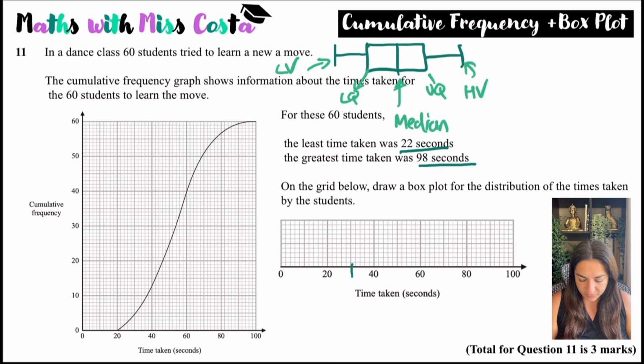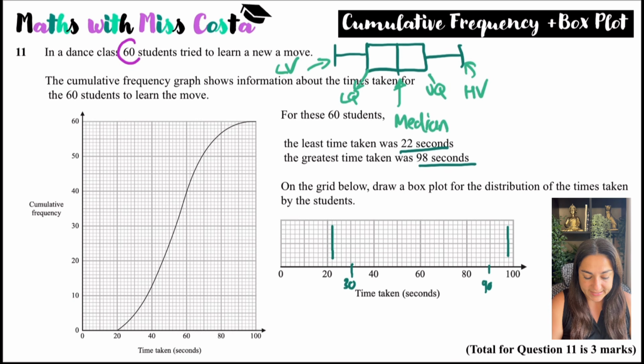Now first I want to look at what scale it's going up in. I know that there's 10 squares between 20 and 40, so halfway through that would be 30, and therefore 5 squares between 20 and 30 means that the scale's going up by 2. So 22 would be over here, and 98 would be over here. So that's my lowest value and my largest value. Now what I need to do is figure out what the median, the lower quartile, and the upper quartile is.